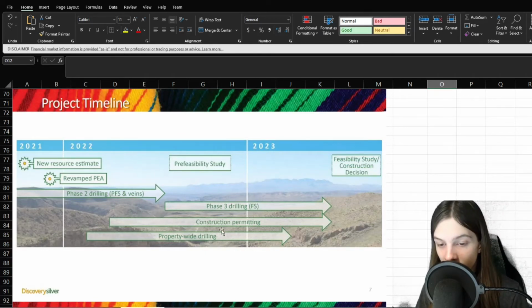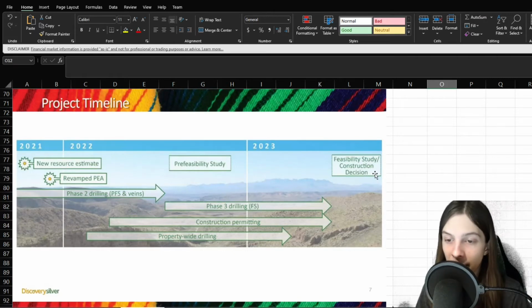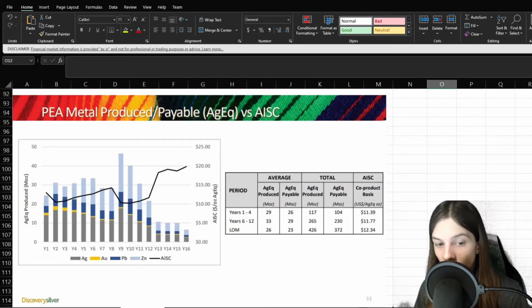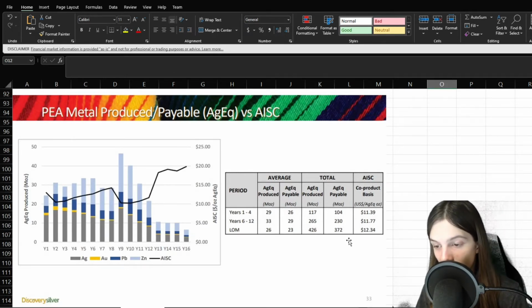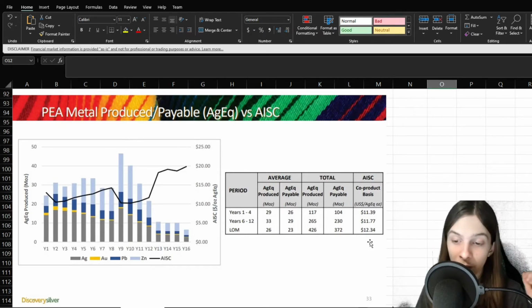Alongside next year, they want to begin permitting and doing more drilling and working on a full feasibility study. And so they say in 2023, they'll have their feasibility study and decide if they want to begin construction. All right, so this just goes over their production plans, and we can see over here, like most mines, it ramps up, and then near the end, of course, they're producing a lot less as they're emptying out the mine. That's pretty standard. And we see an AISC here for silver equivalent ounces of $12.34 per silver equivalent ounce.